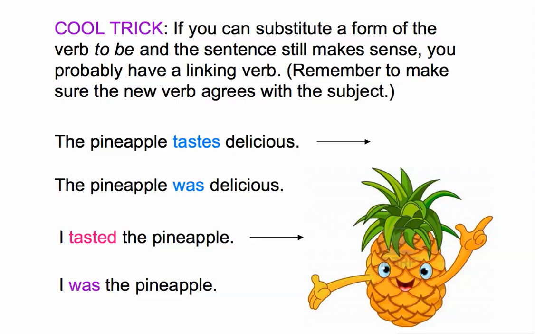If I look at the next example, I tasted the pineapple. Again, I'm not sure if it's action or linking, so I substitute a form of the verb to be. Again, I'm going to use was. Now, I was the pineapple. Unless you look like this cute little guy over to the right, probably not what you mean. That helps you know for sure that tasted in this sentence is functioning as an action verb.